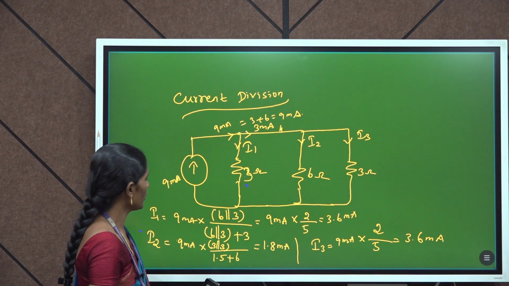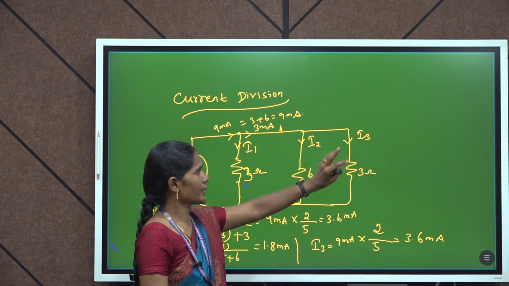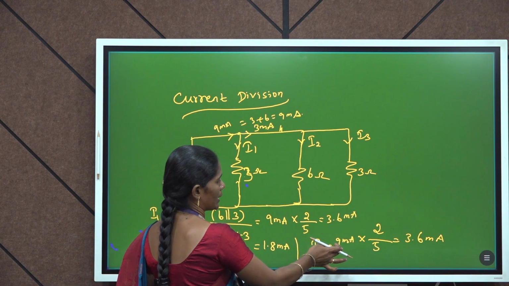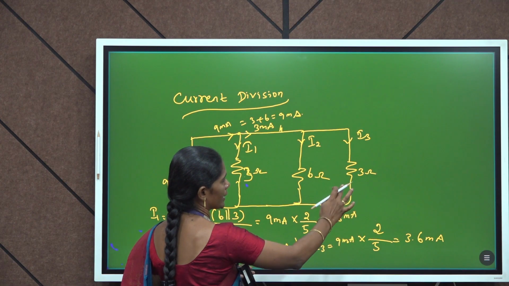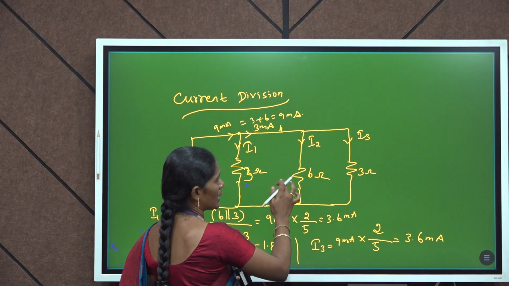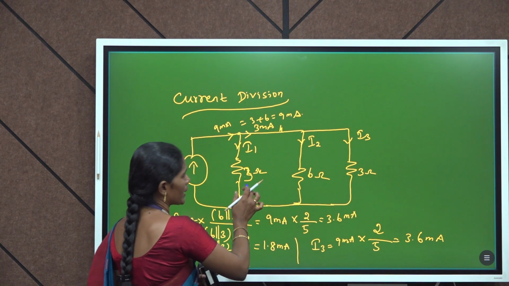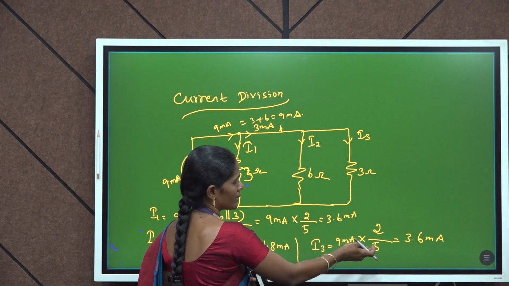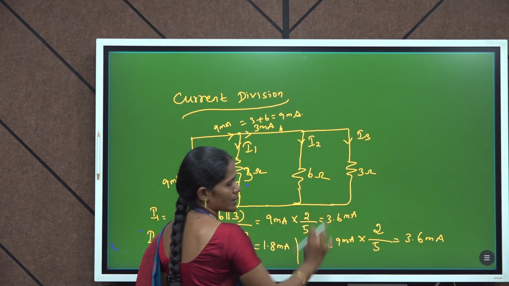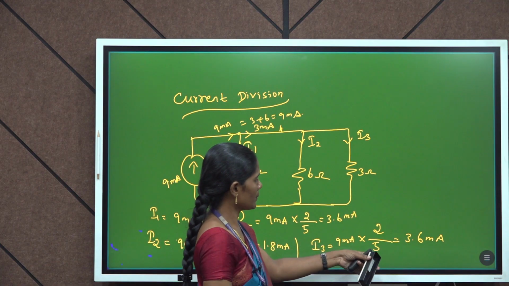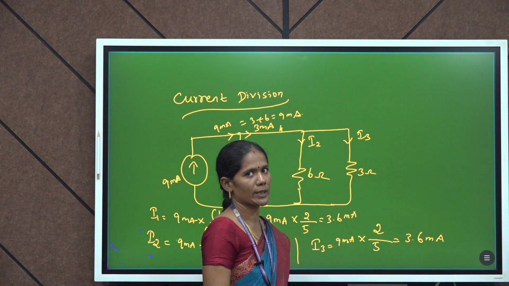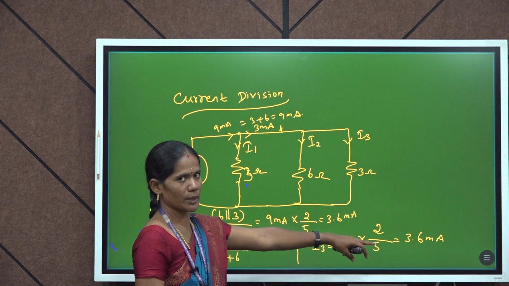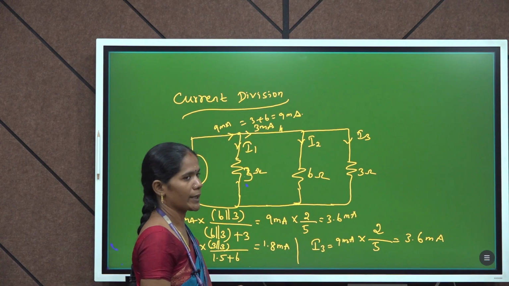By using the same rule, next we can find I3, the current flowing through the 3 ohm resistance. The total current 9 milliampere is multiplied by the opposite resistance, which is 3 parallel 6, the opposite of this 3 ohm resistance. 3 parallel with 6 gives 2 ohm. This 2 ohm opposite resistance is divided by the total resistance, 2 plus the same resistance 3. So, the total resistance is 5. It gives the result as 3.6 milliampere. So, I1 is 3.6 milliampere, I3 also 3.6 milliampere, and I2 is 1.8 milliampere.